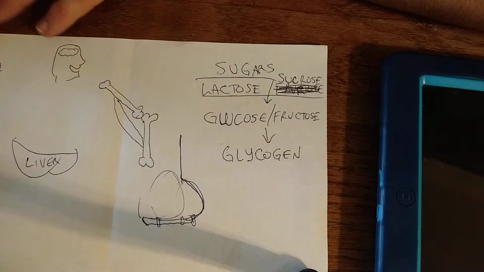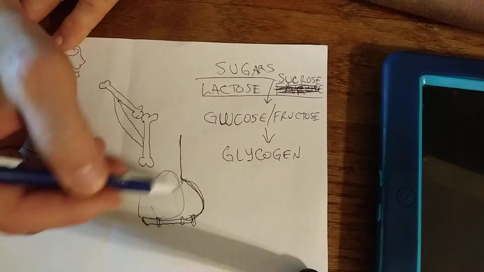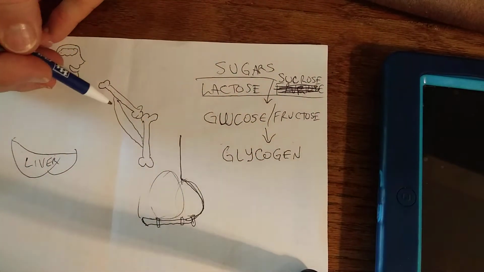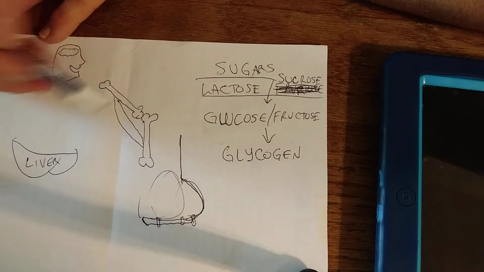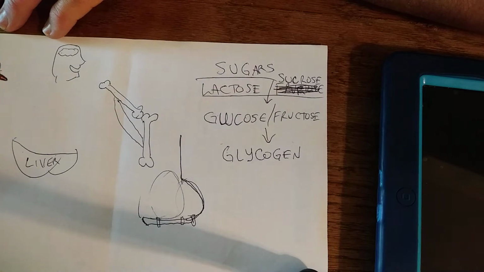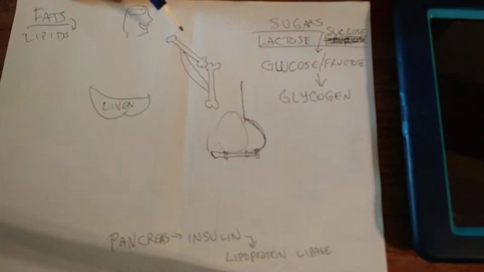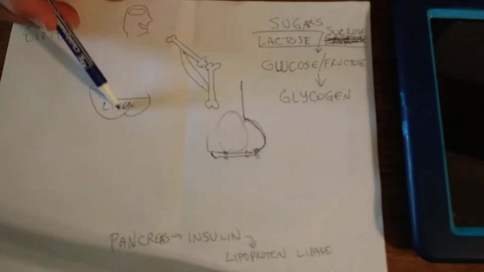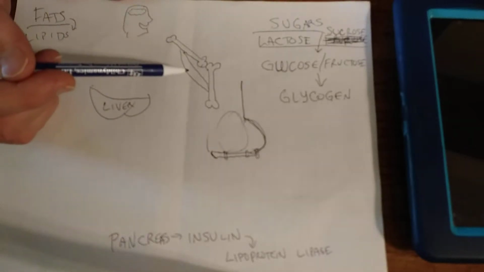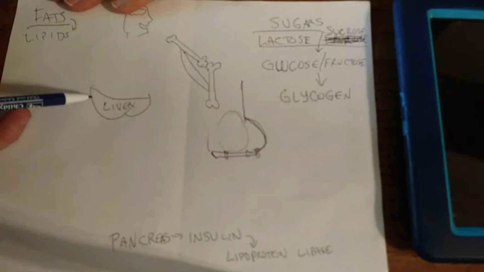But basically, these lipids get stored in this area as where there's fat, and the glucose goes to the skeletal muscles. Okay, so basically, the sugar gets stored in the liver and in the skeletal muscles as a source of energy, and the lipids get stored in fat and in the liver as well.